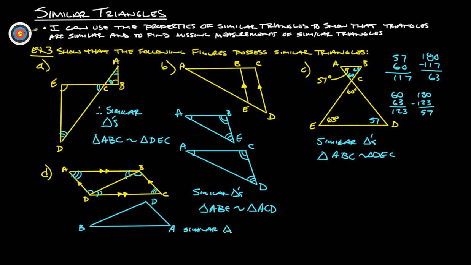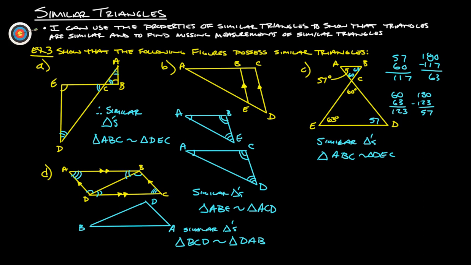Similar triangles, and so we've got triangle. This is nice because we redrew it already, so let's do, say, BCD. So triangle BCD is similar to triangle DAB. Right? DAB.